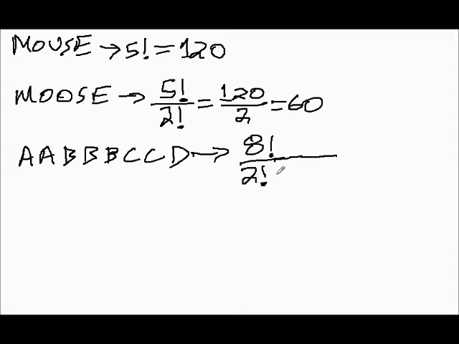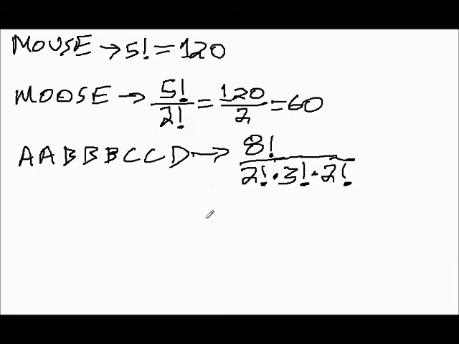Switching those A's doesn't matter. We've got 3 B's, and we've got 2 C's. Now we have 1 D, so if you want to write times 1 factorial, you can. But of course 1 factorial is just 1.